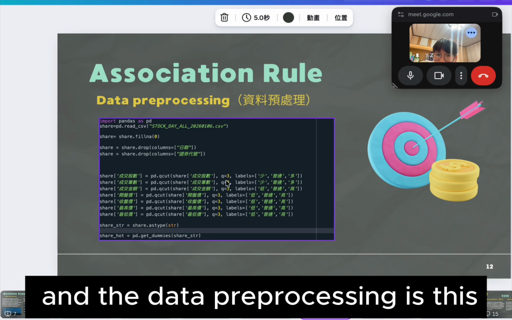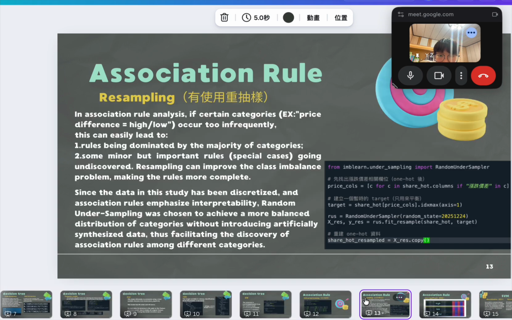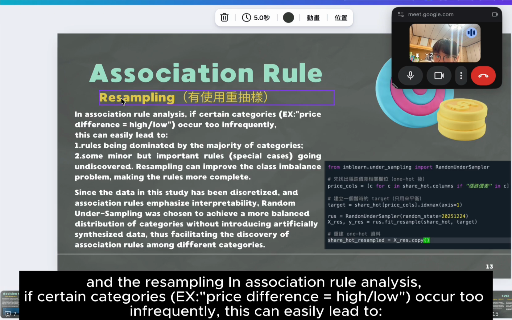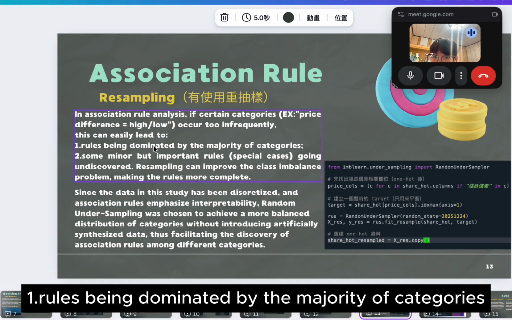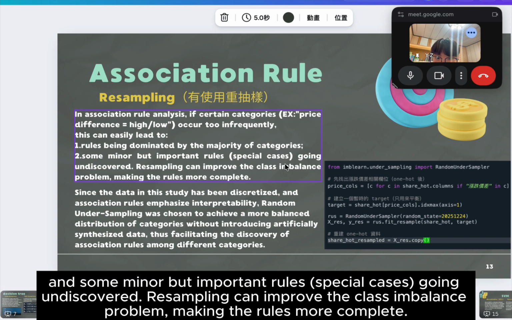And the data and execution rule, data processing is this. In this rule, if the content is correct, the price difference is high or low, often too incorrect. This can easily learn through 1. The rule is determined by the measure of confidence, and some minor but important special cases go undiscovered. Sampling can improve the class imbalance problem that made this rule more complex.